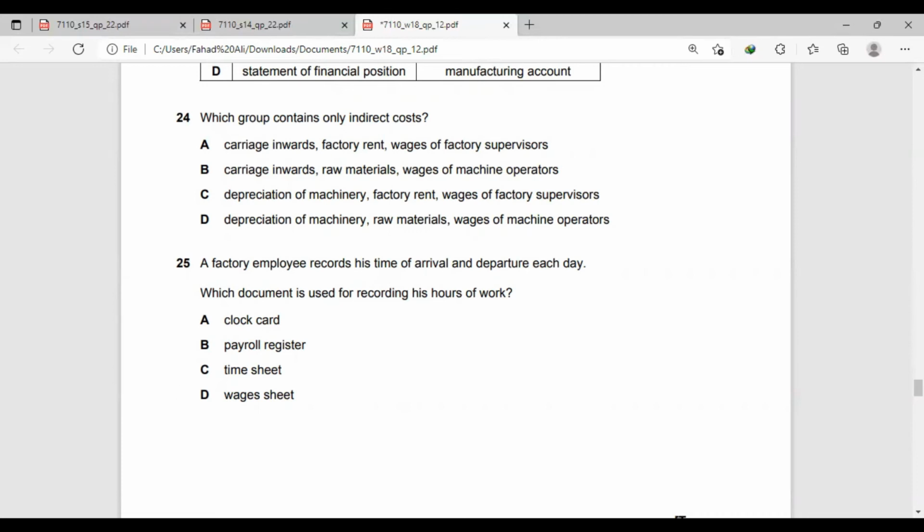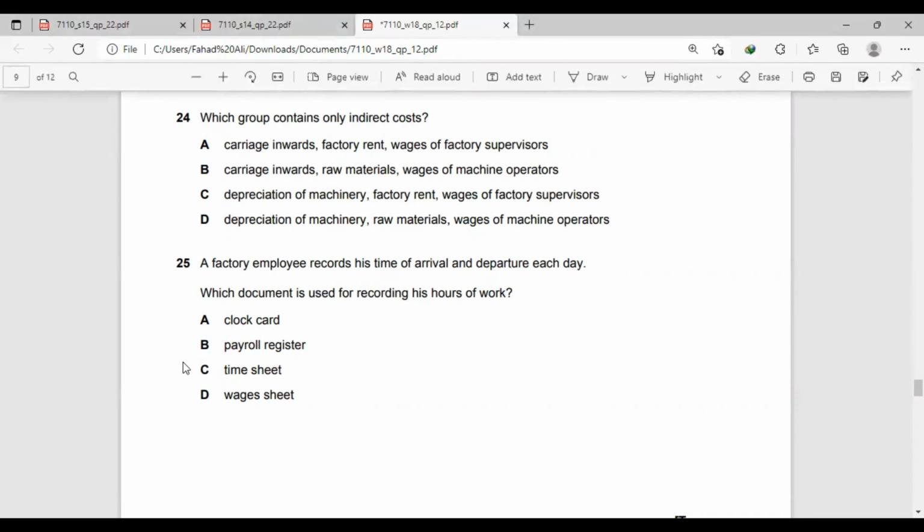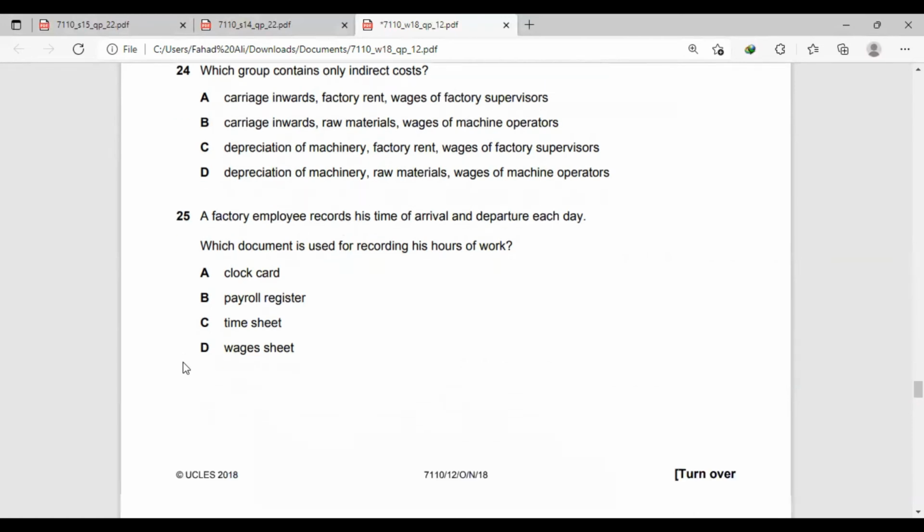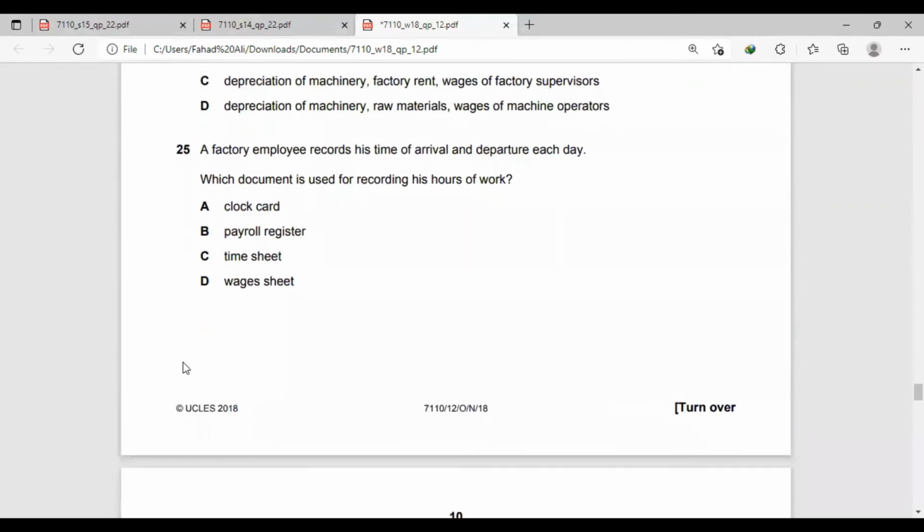One, I think C. Yes, correct option. Why? Because depreciation of machinery is indirect. We cannot trace it to one product. Factory rent, we cannot trace it to one product. It's general. Wages of factory supervisors, we cannot trace it to one product. It's general for the whole business. So correct.